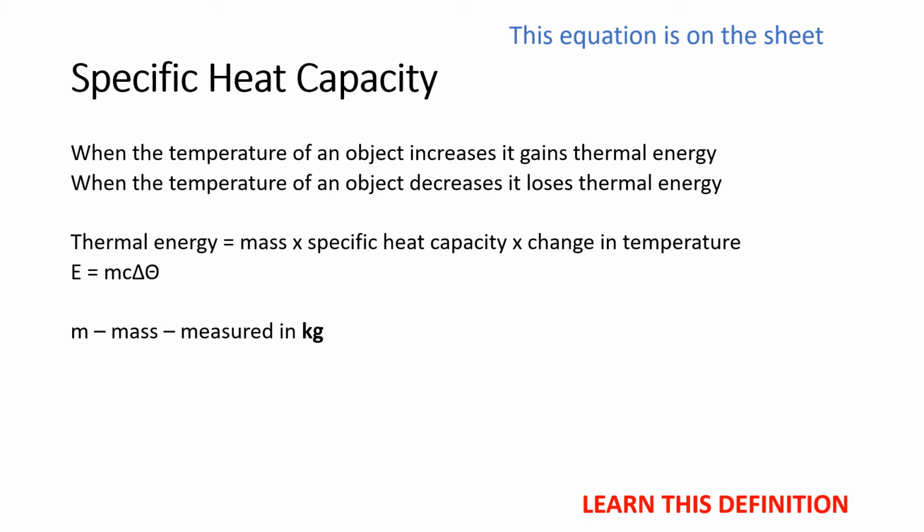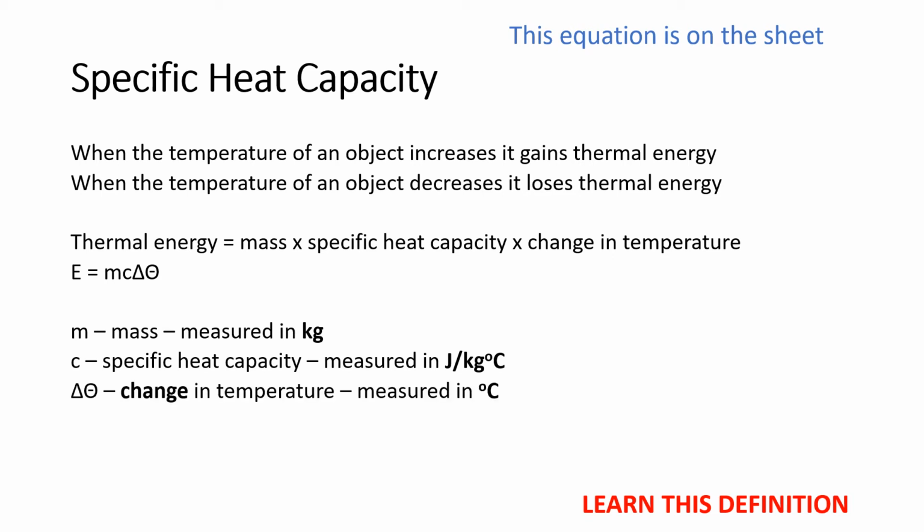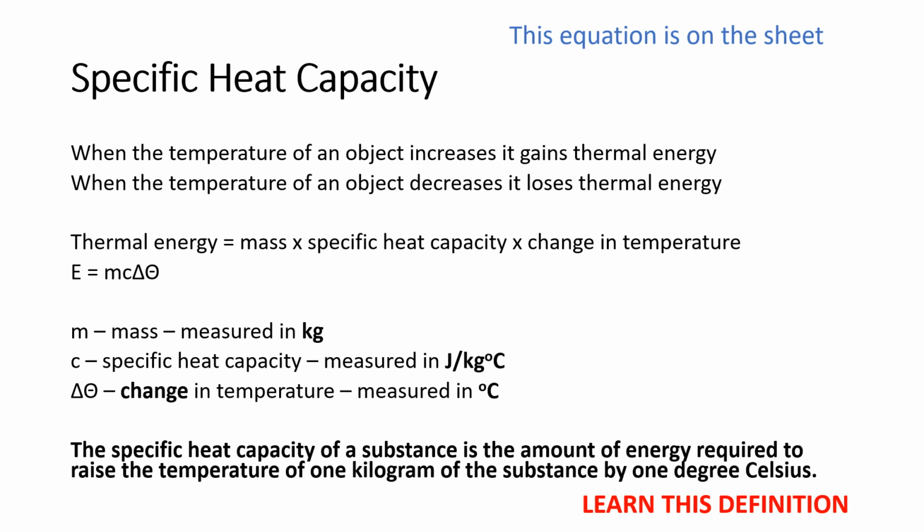m is the mass, measured in kilograms. c is the specific heat capacity, measured in joules per kilogram degree Celsius. And delta theta is the change in temperature, measured in degrees Celsius. The definition of specific heat capacity is very important and you need to learn it, but the equation is on the sheet given to you in the exam.